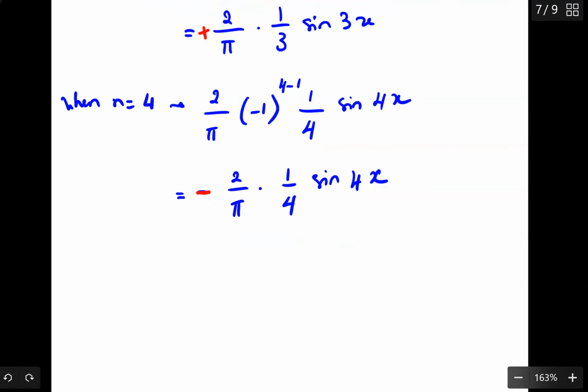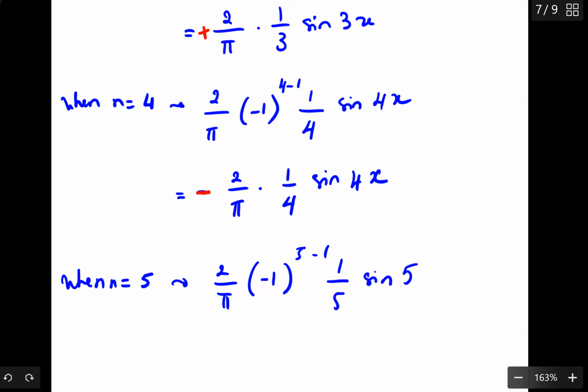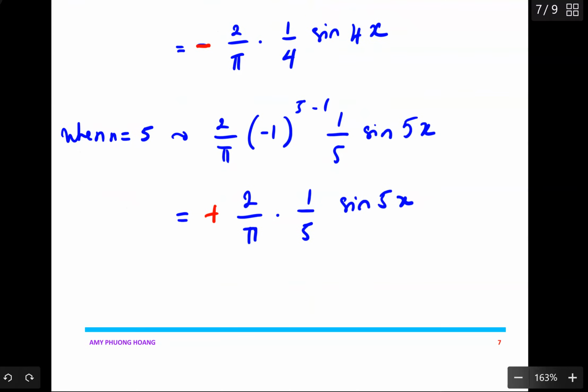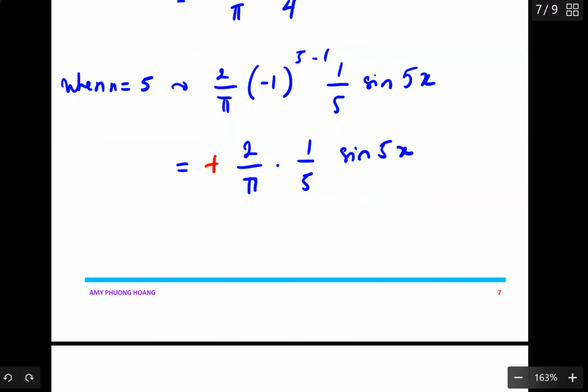Now when n equals 5, I should have 2 over pi times minus 1 to the exponent 5 minus 1, 1 over 5 sine of 5x. So I should have minus 1 to the exponent 4, in this case I would have a positive value. So positive 2 over pi times 1 over 5 sine of 5x. Okay, so we do a few so we can recognize the pattern.